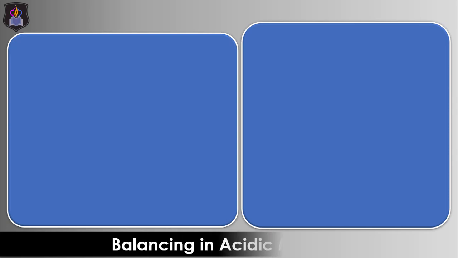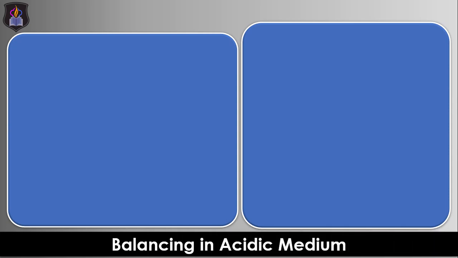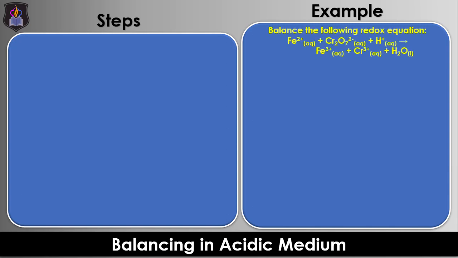Next is how to balance complex ionic equations. A complex ionic equation is one that contains polyatomic ions, especially those that contain oxygen and occur in acidic or alkaline medium. Let's consider the steps for balancing redox equations in an acidic medium as we balance the equation between iron 2 ion and dichromate 6 ion in acidic medium.